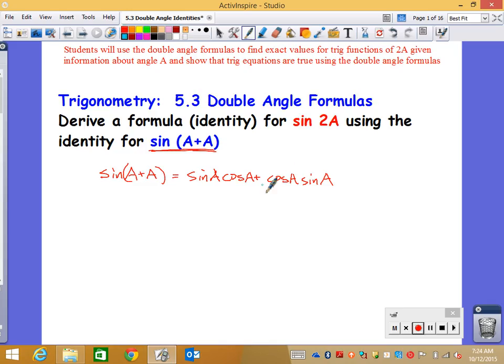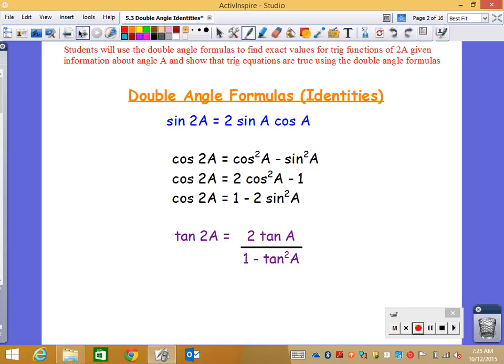Now you'll notice that cosine a, sine a, I can flip-flop that. I can write sine a, cosine a instead. So this is equal to sine a, cosine a, plus, flip-flop these around, I get the sine of a, cosine of a, which is equal to 2 sine a, cosine a. And that is my double angle identity for sine. So there it is. Sine of 2a is 2 sine a, cosine a.